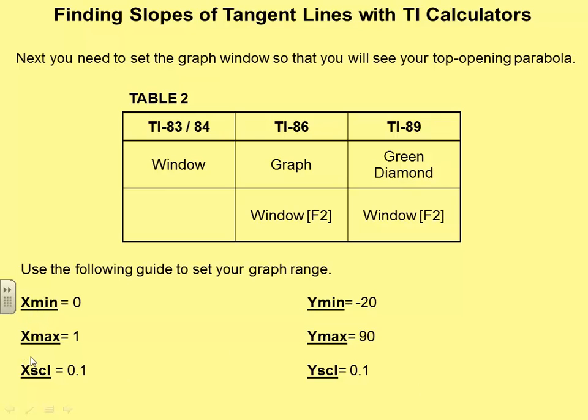Remember here that x's are really times and y's are positions because we're making a graph of position versus time. So your minimum time was 0, your maximum time, put in a 1, your scale about 0.1, your minimum position, negative 20. It just helps it to see it better. Y max about 90 and your position scale 0.1.